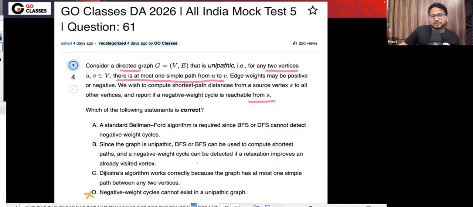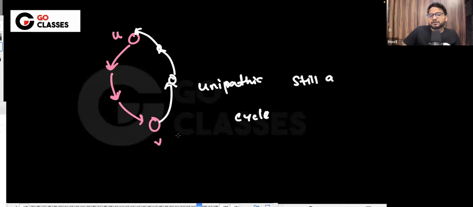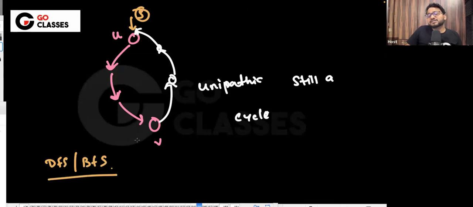Now let's see the other options. They are saying the standard Bellman-Ford algorithm is required since BFS and DFS cannot detect negative weight cycles. See, if the graph is already unipathic, then there is only one path between any pair of vertices. Suppose you are starting from any vertex X. Now you apply either DFS or BFS, it doesn't matter. Since there is just one path, whatever path they explore will be the shortest path only.